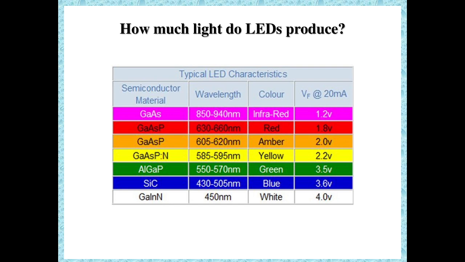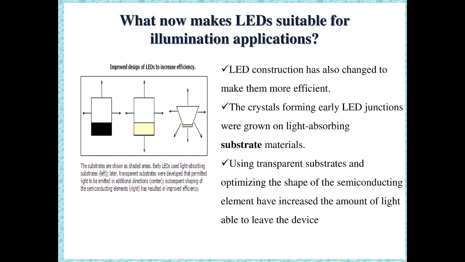This is the typical LED characteristics. The LED semiconductor materials are gallium arsenide, gallium arsenide phosphate, aluminum gallium arsenide, silicon carbide, and gallium indium nitride. For example, for gallium arsenide, the wavelength ranges between 850 to 940 nanometer. The color is infrared, and the forward voltage is 1.2 volt. For red, that is gallium arsenide phosphate, the wavelength is 630 to 660 nanometer, and the voltage is 1.8 volt. The higher voltage is for gallium indium nitride, 450 nanometer, and the color is white, and the voltage drop is up to 4 volt.